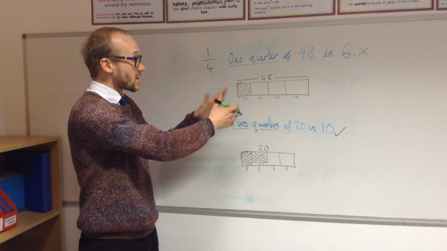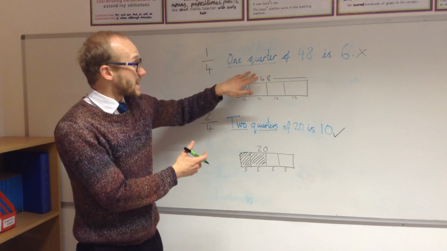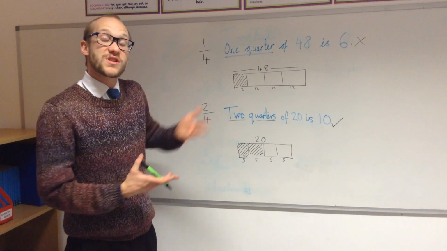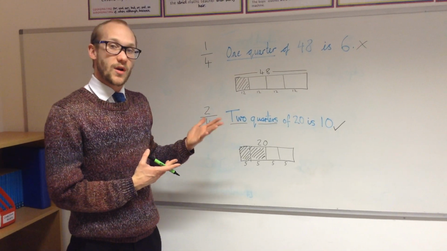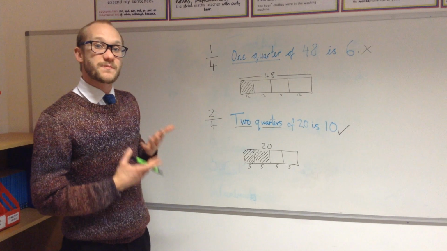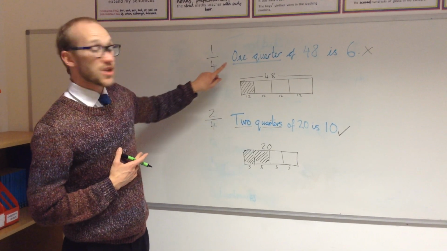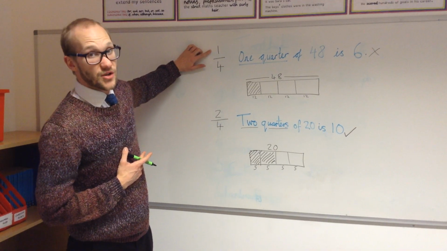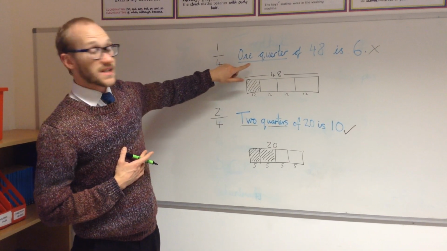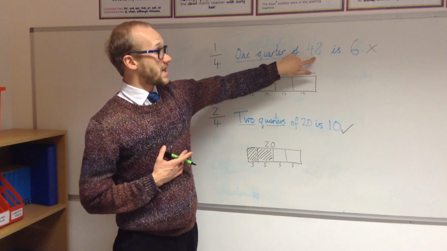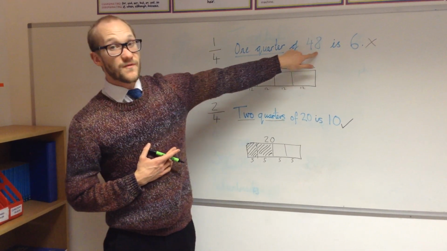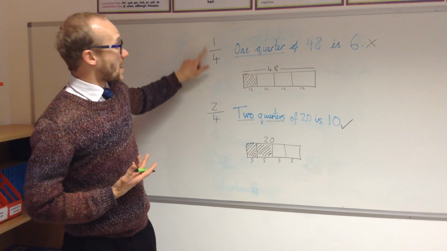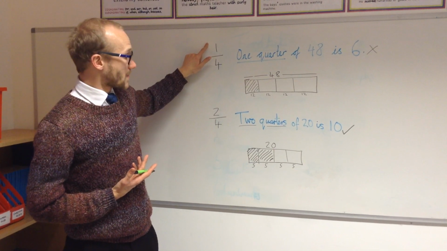really visualise the whole being split into the parts and then counting how many parts. But for many children, once they understand conceptually that's what's going on, they can use a bit more of a speedier method by just dividing by the denominator and multiplying by the numerator. So in this case, 1/4 of 48, I would do 48 divided by 4 because I'm dividing it into 4, and then times it by 1.